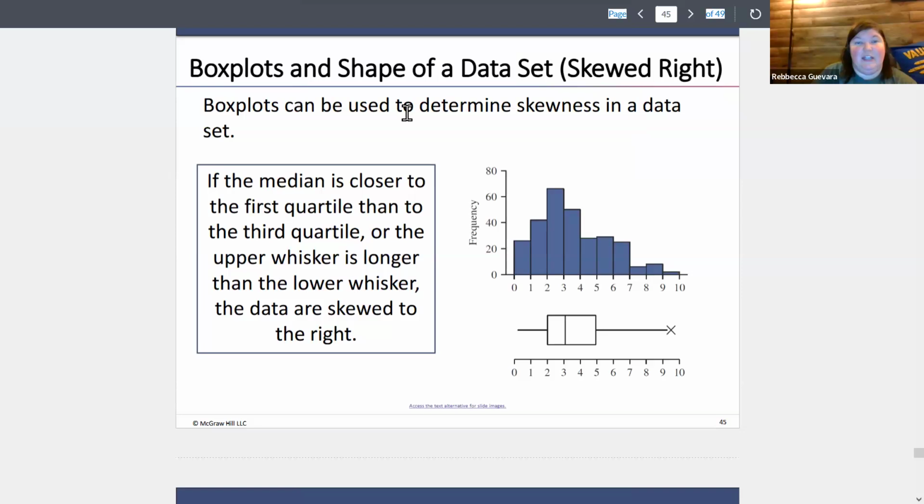So box plots can be used to determine skewedness in data, like we were talking about before. If the median is closer to the first quartile than the third quartile, or the upper whisker is longer than the lower whisker, the data is skewed to the right. What it's telling me is that I have a lot more data. There's 25% of my data here and 25% here. So if this bigger box is twice the size of this other box, that tells me that data is more spread out.